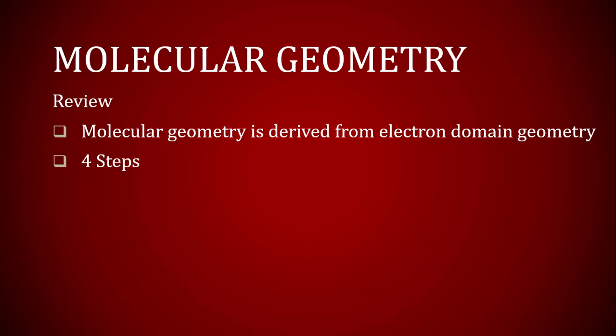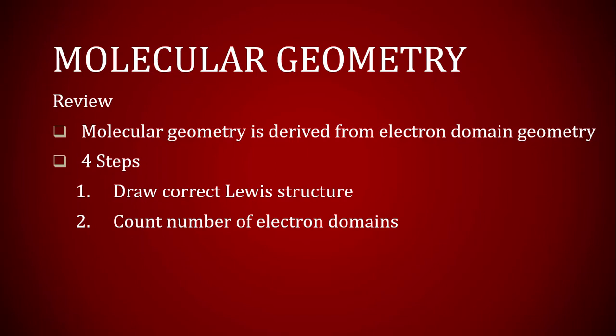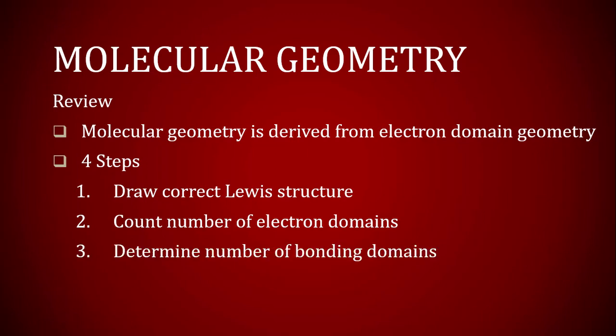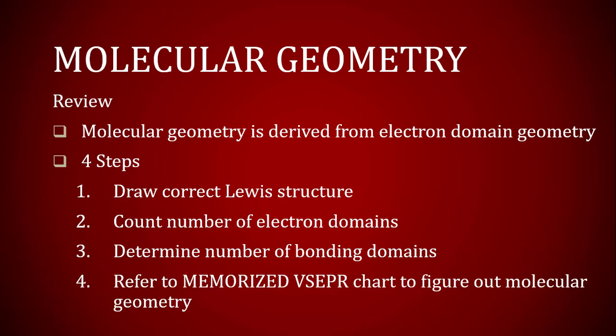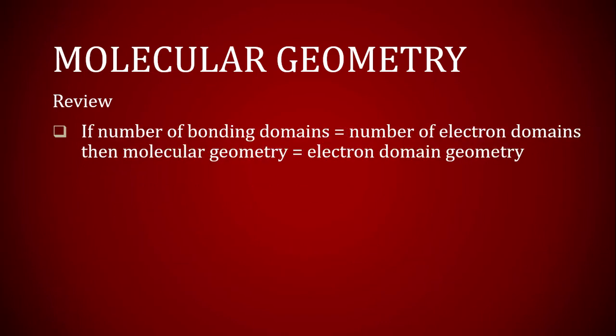Don't forget the 4 steps. Got to have the right Lewis structure. Got to count the number of electron domains. Then determine the number of bonding domains. And then go to your memorized VSEPR chart to figure out the molecular geometry. If the number of bonding domains is the same as the number of electron domains, then molecular geometry and electron domain geometry are the same.